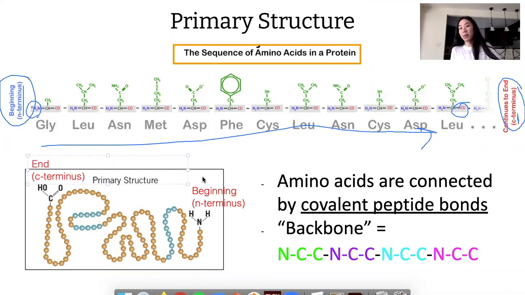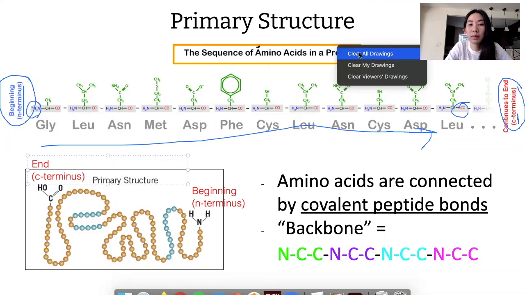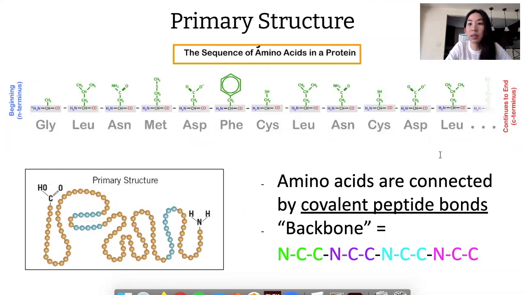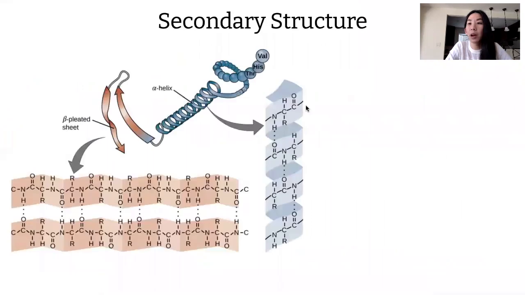So for the amino acid sequence, there'll be a start and an end. All right, moving on. So this is primary structure. Secondary structure. Now, for secondary structure, there's two types.